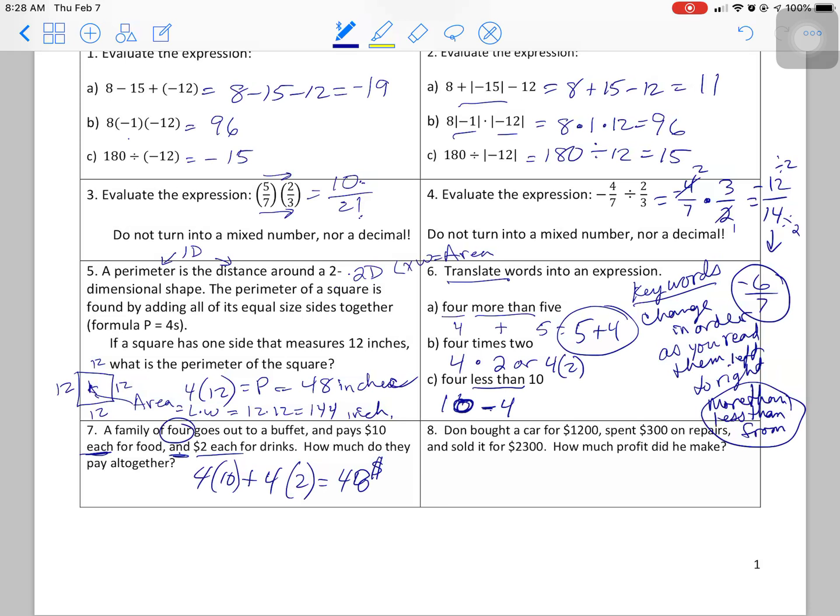without taxes and tip. All right, so Don bought a car. He spent $1,200. So that's a negative. Somebody didn't give him $1,200. He spent that, so it's a negative. He also spent $300 on repair, but then he sold it. Somebody did give him $2,300 for it. So a negative plus another negative is a bigger negative, and then we're taking that from the 2,300. Put that in your calculator, you'll get 800. That's the profit he made.